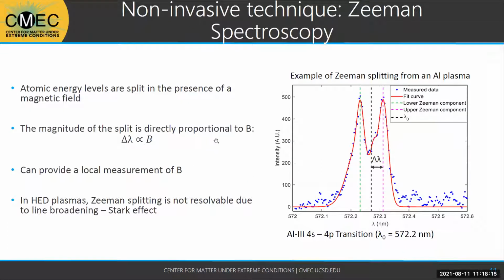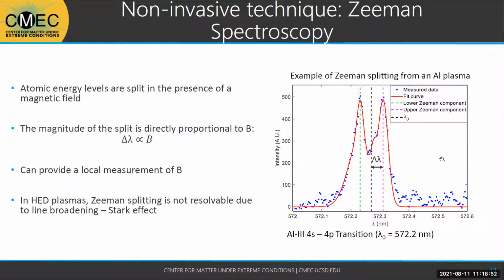So I should briefly explain how the spectroscopy works. It's fairly simple. Atomic levels, which are normally degenerate and produce one line, are split by the presence of a magnetic field. The levels are separated from each other, and this corresponds with a shift and split of the actual emission lines that you see.